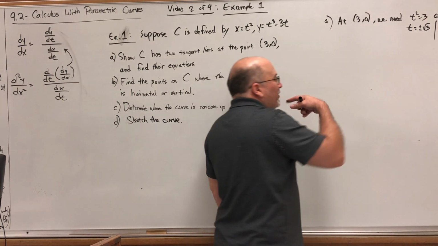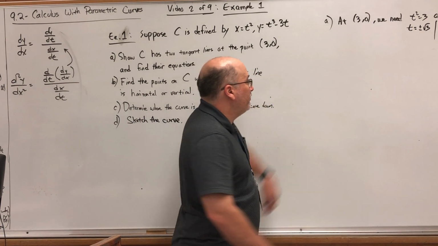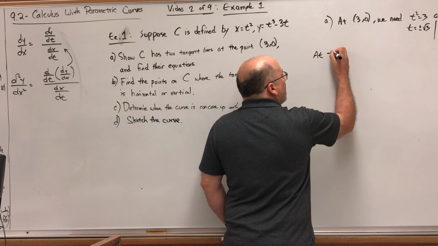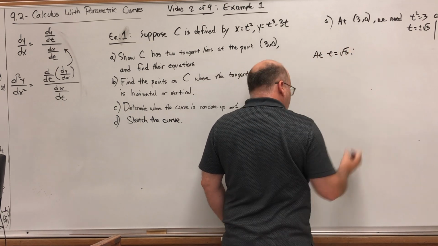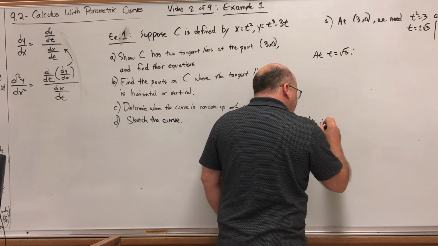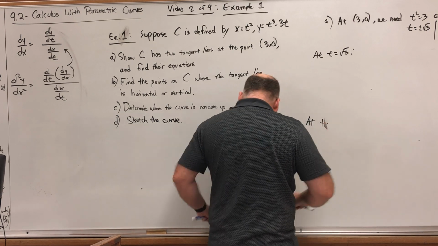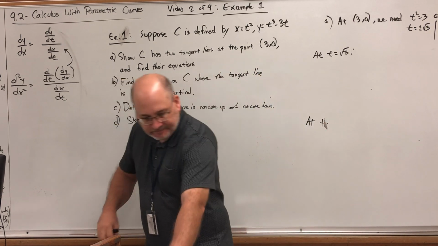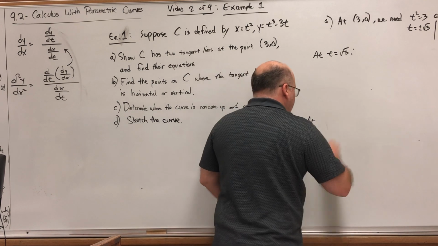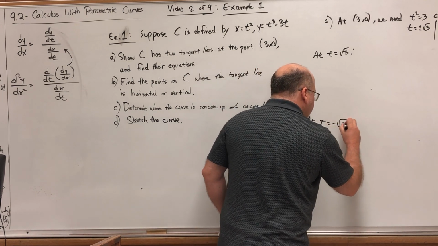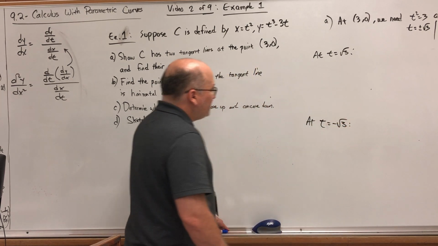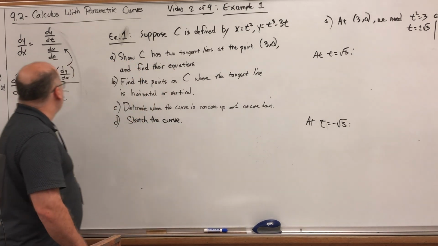So, now we know the values of the parameter that get us here. At t equals square root of 3, and at t equals negative square root of 3. Sorry, I'm having trouble writing today. Well, let's see what happens at t equals the square root of 3.